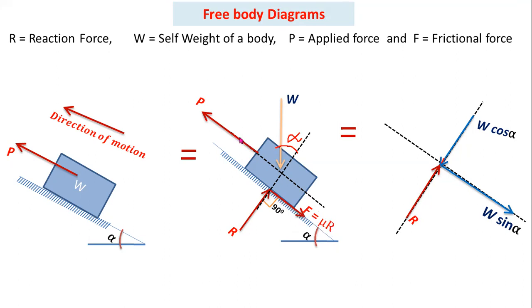Now you have to consider these two forces here. This is the applied force. This is the opposite force. F is the frictional force or opposing force. Okay, this is the free body diagram for this problem. Now you have to use these five forces to determine the value of the unknown force P.